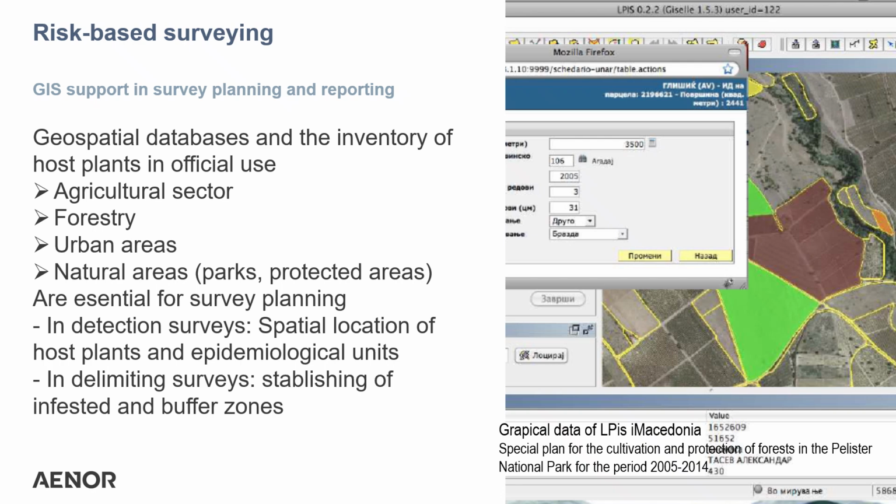Geographical analysis and visualization is essential for survey planning. In detection surveys, we will identify spatial locations of host plants and epidemiological units. And in case of an outbreak and need for delimiting surveys, we will need maps of established infested and buffer zones.